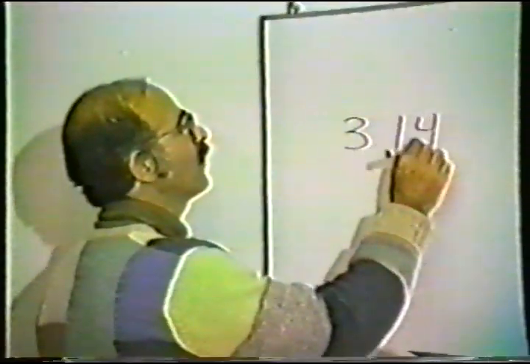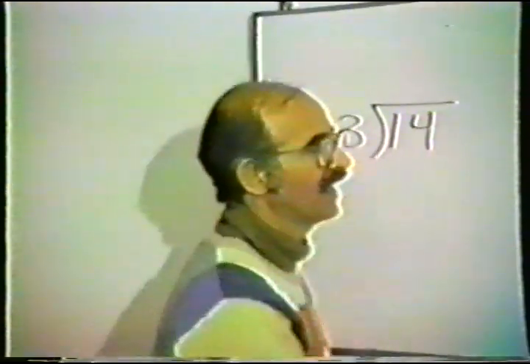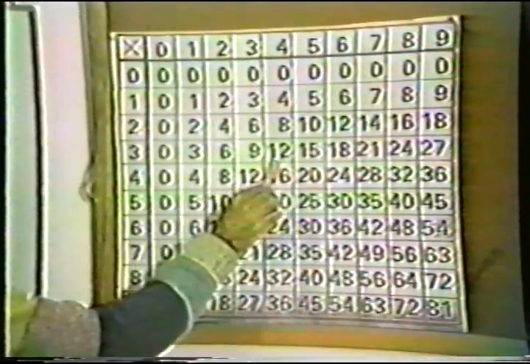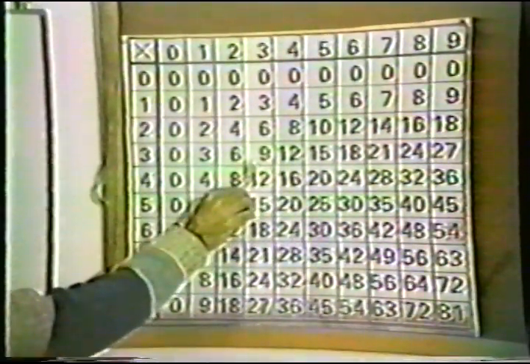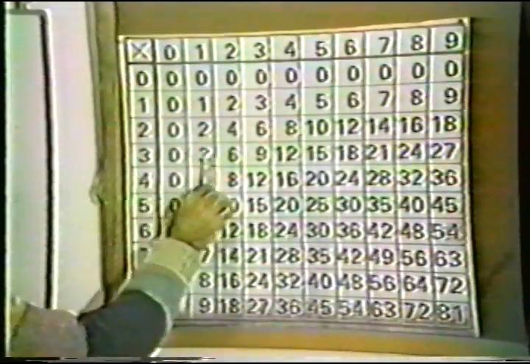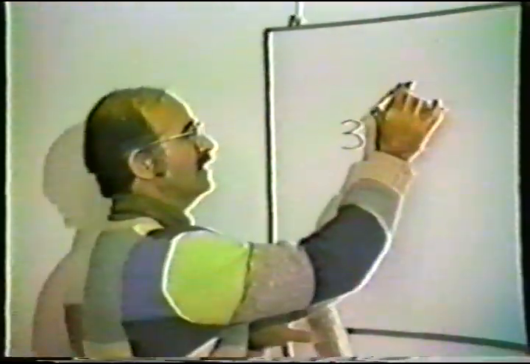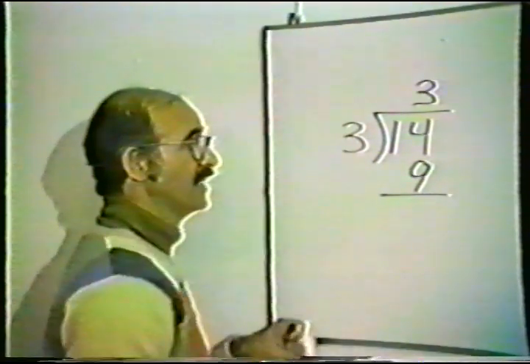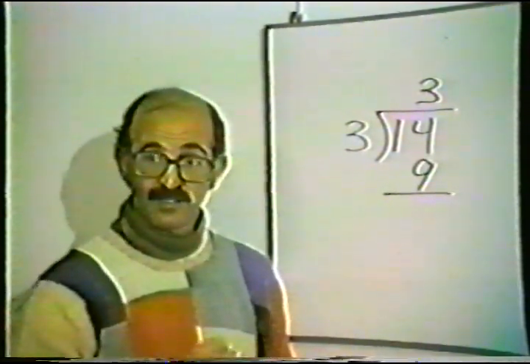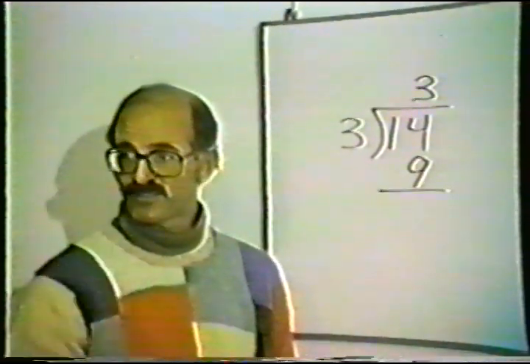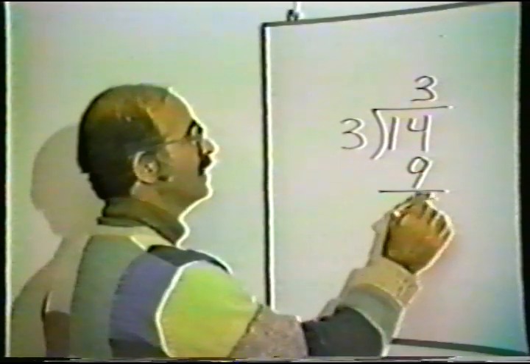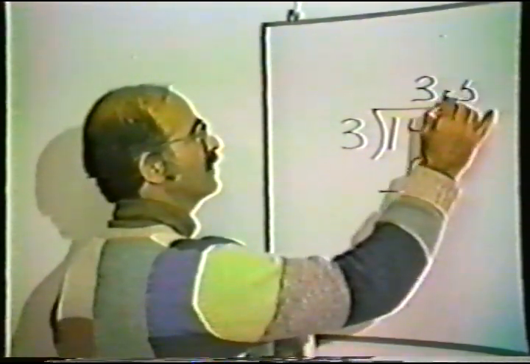3 into 14. Tell me when to stop. Stop. But suppose I stop too soon. Suppose I stop at the 9. I think 3 goes into 14 3 times using 9. 3 into 14 is 3. 3 times 3 is 9. And I subtract 14, take away 9. 9, 10, 11, 12, 13, 14. How many? 5. Remainder 5. Isn't that nice? My answer is 3, remainder 5.